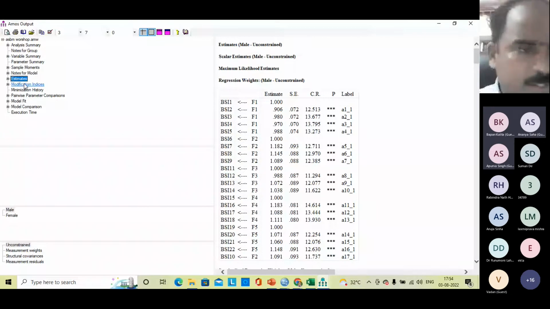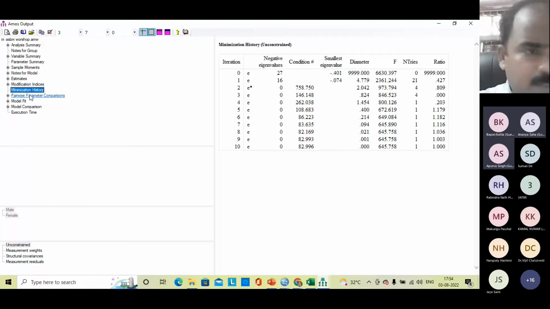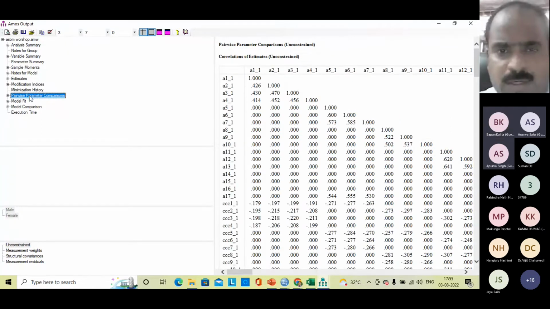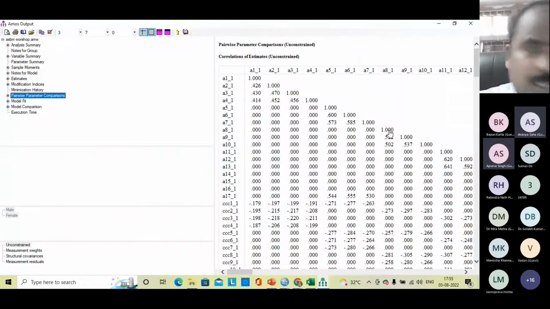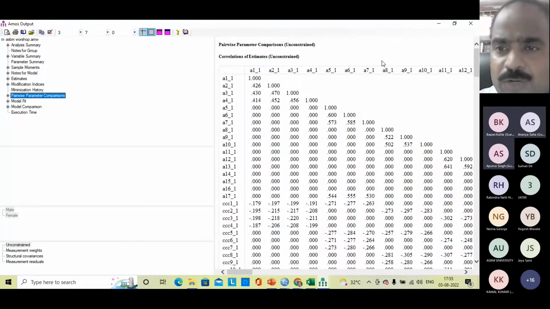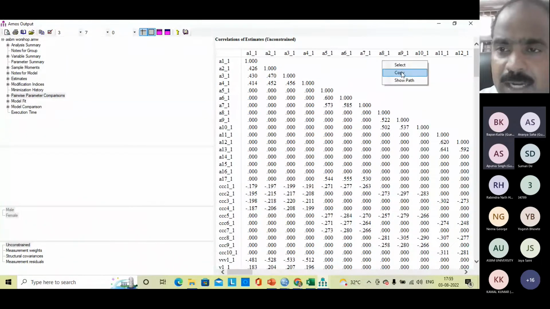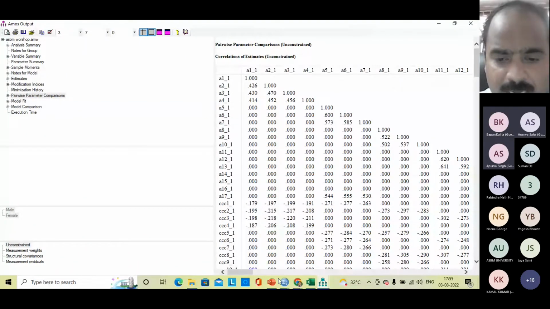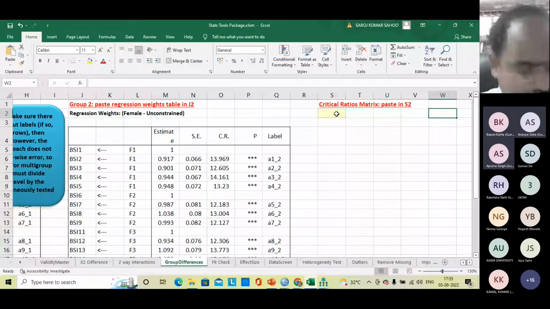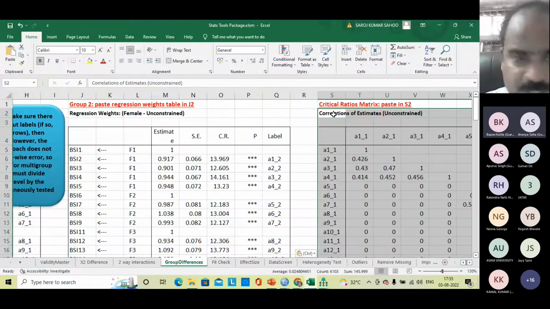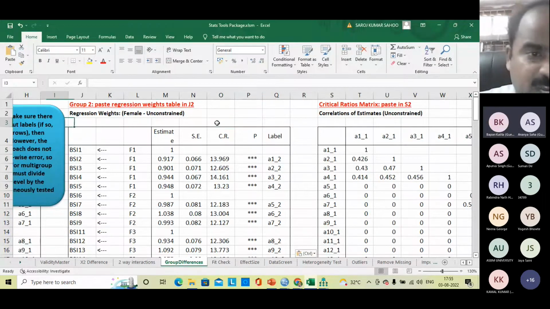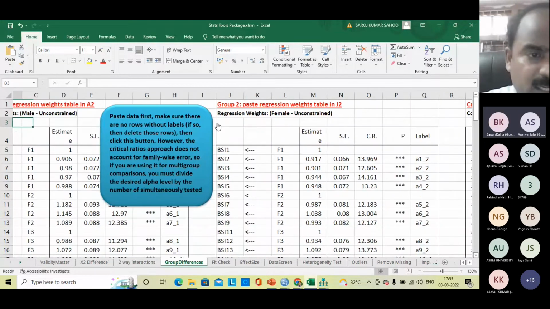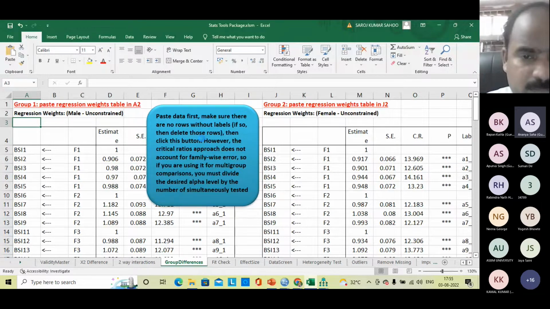Modification indices, minimization history, pairwise comparison. Yes, it is critical ratio. So what I need to do, I need to copy here, copy here, and paste here. Paste it. So after that, simply I need to click on the button. Let us see whether it is happening or not.